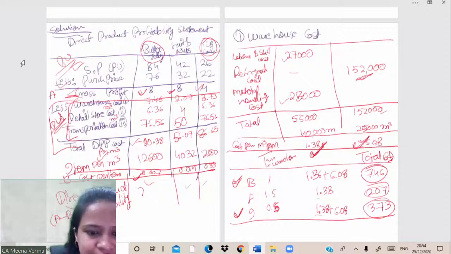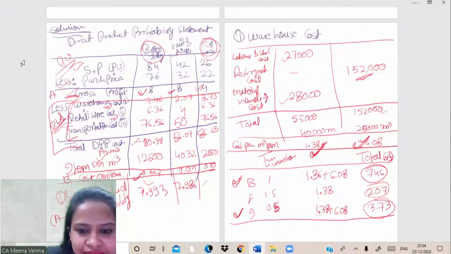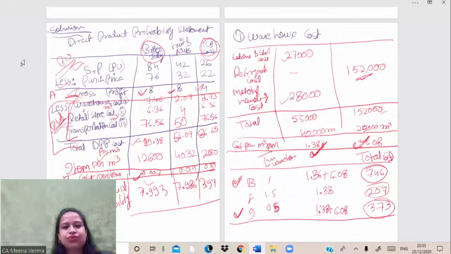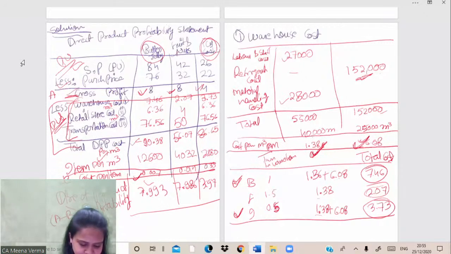This is 7.993. This is 7.986, and this is 3.97. Tell me, is it correct? Now, in this case, since they have not asked you for any comment or any analysis, we can still analyze the situation. Though they have not asked you to do analysis or to comment, don't write it in the answer.